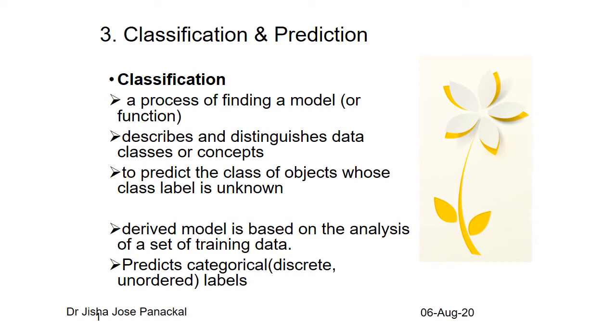We have to predict the class of objects whose class label is unknown. For that, we are using a classification model. It is a derived model based on the analysis of a set of training data. We have to train on a set of data and develop a model, and based on that model, we classify the new set of data. So it will predict categorical labels, which can be discrete or unordered labels. We will see the example in the coming slides.